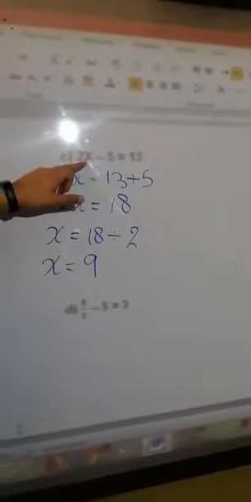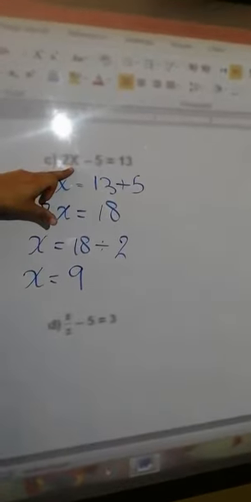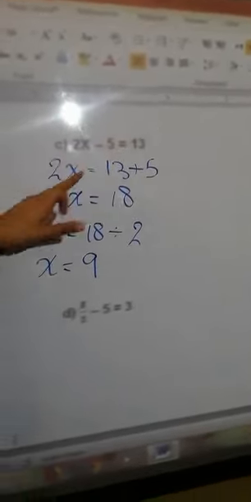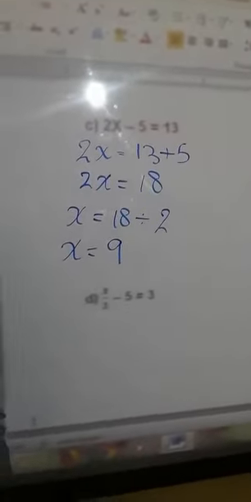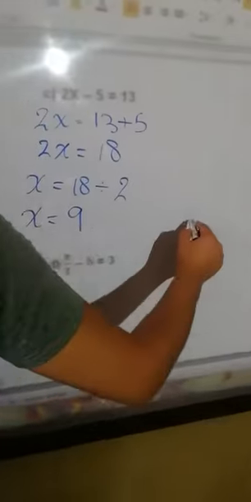If you make 2 times 9, 18 minus 5 equals 13, so x equals 9 is right. But before you write the solution set, you have to ask yourself, does 9 belong to integers? Of course, yes. So the solution set of this equation is 9.